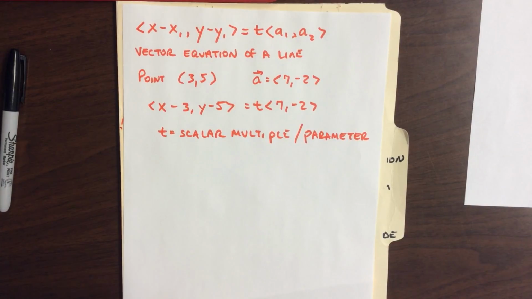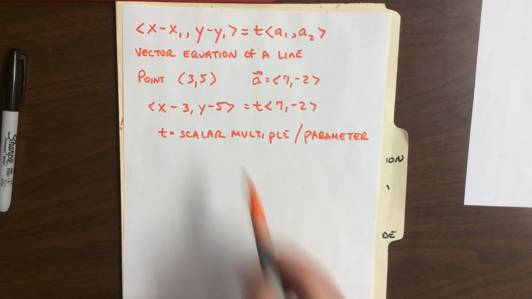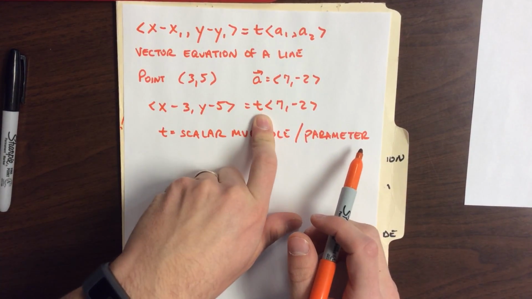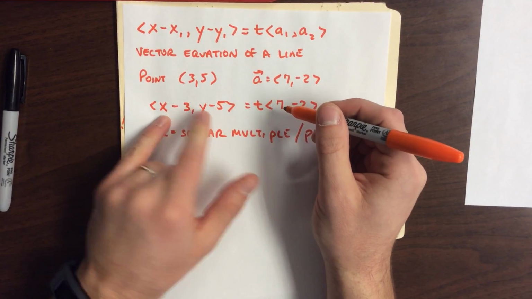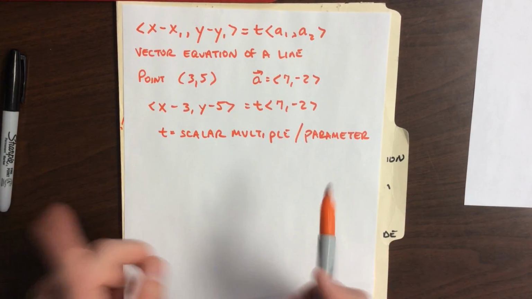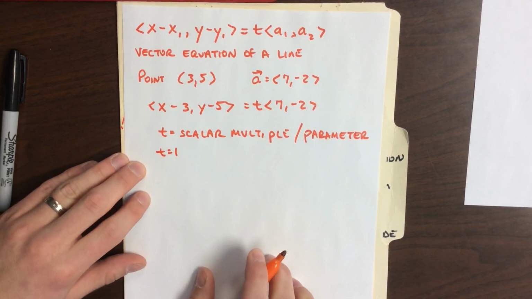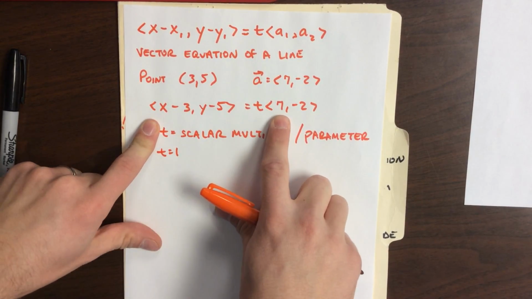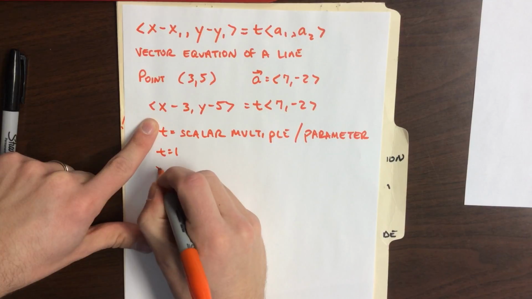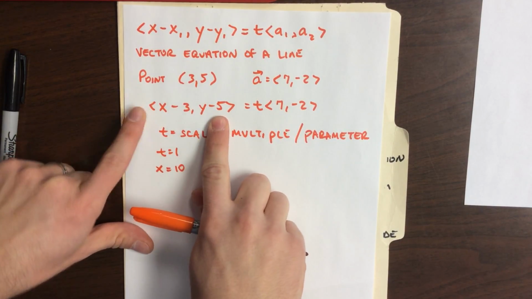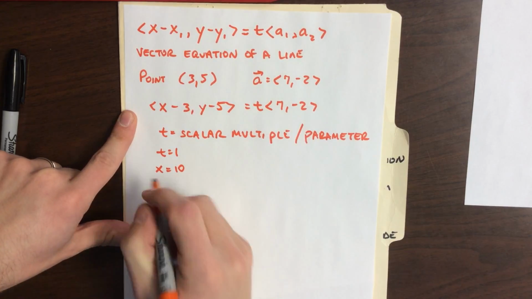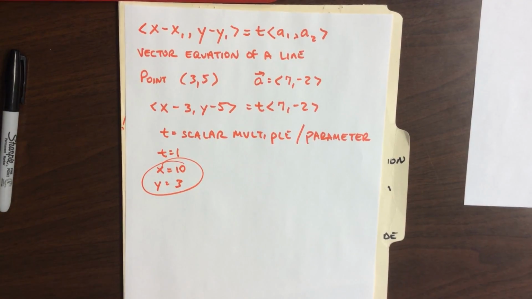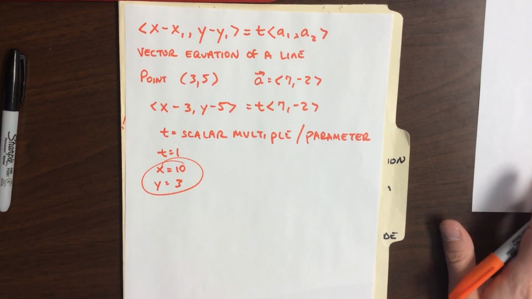Now think geometrically, a line is the set of all points that make an equation true. So what's the set of all points given a certain parameter? The t can change. T is our independent variable, and then x and y depend upon t. So if t is 1, then we've got 7, negative 2. Something minus 3 equals 7, so 10. Something minus 5 equals negative 2, so 3. So the point 10, 3 will be on that line. We can graph it out and verify that.